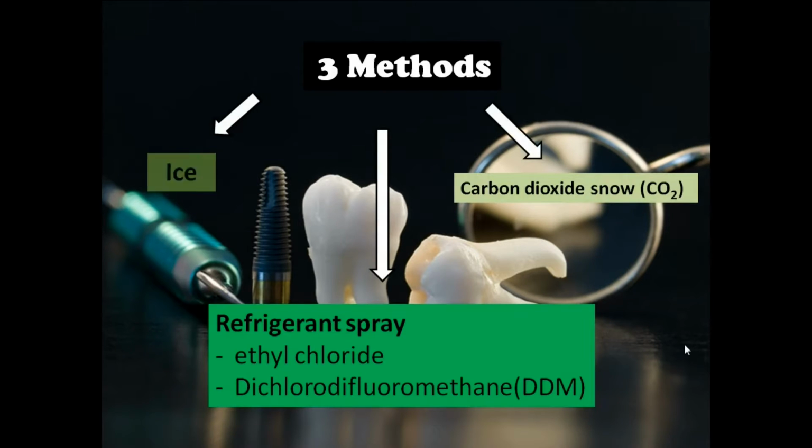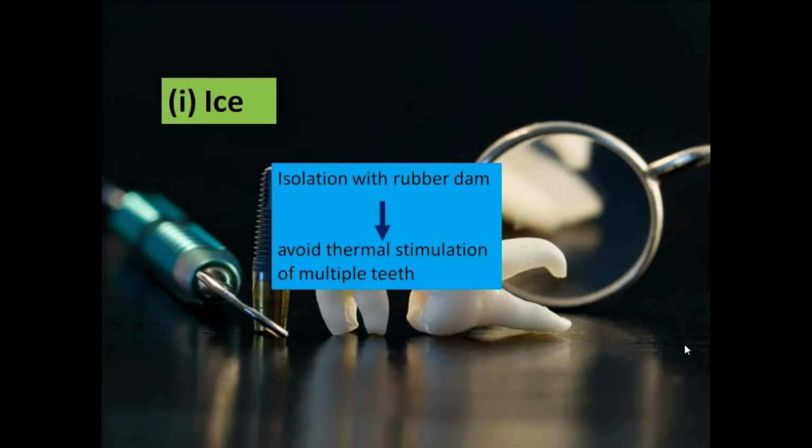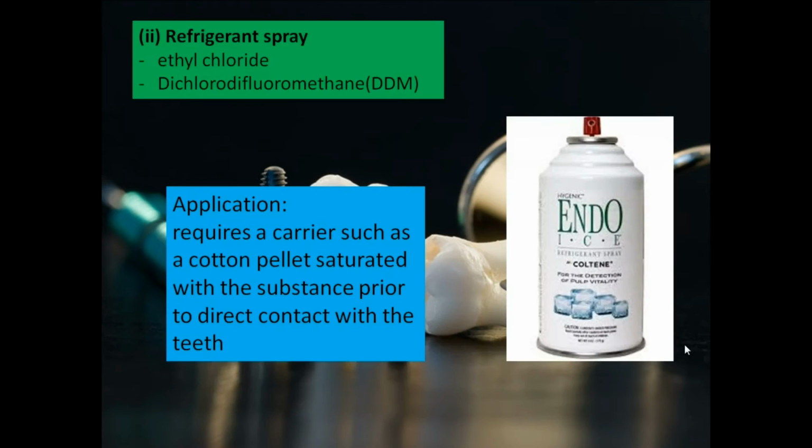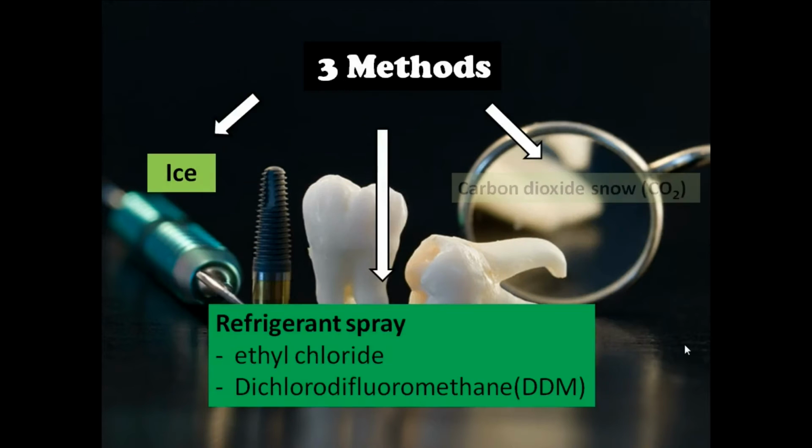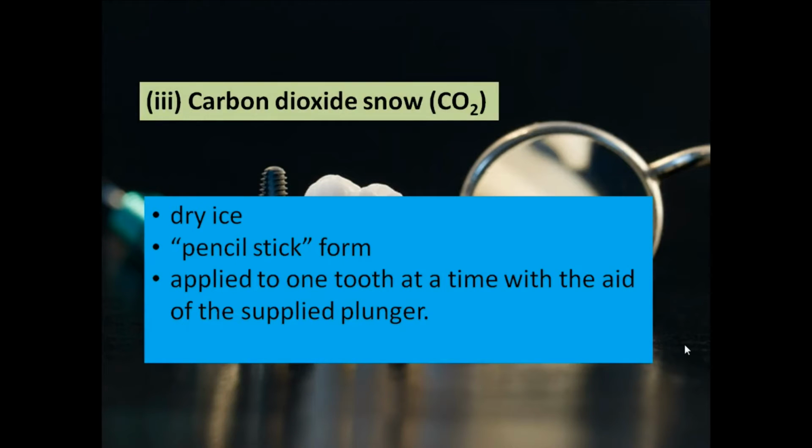For the ice method, you have to isolate the tooth with a rubber dam to avoid thermal stimulation of multiple teeth. For the refrigerant spray method, you can use ethyl chloride or dichlorofluoromethane. You require a carrier such as a cotton pellet saturated with the substance prior to direct contact with the tooth. For carbon dioxide snow, it is actually a dry ice in pencil stick form which is applied to one tooth at a time with the aid of a supplied plunger.